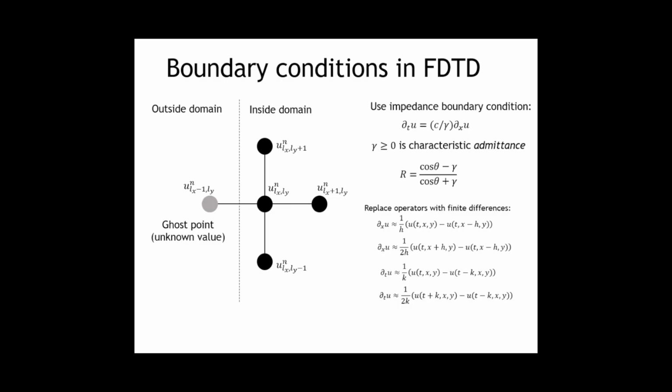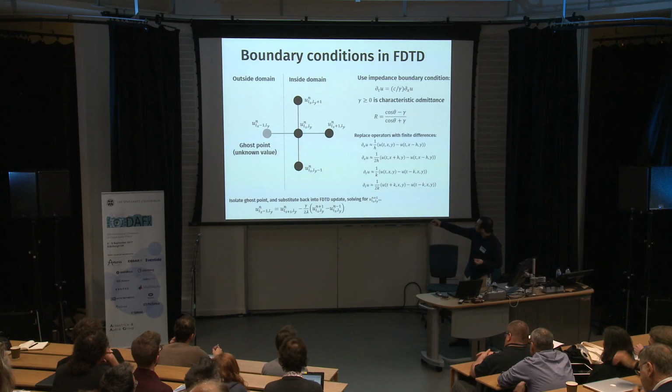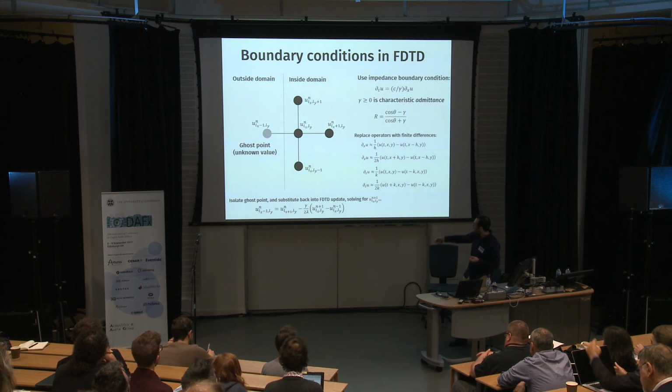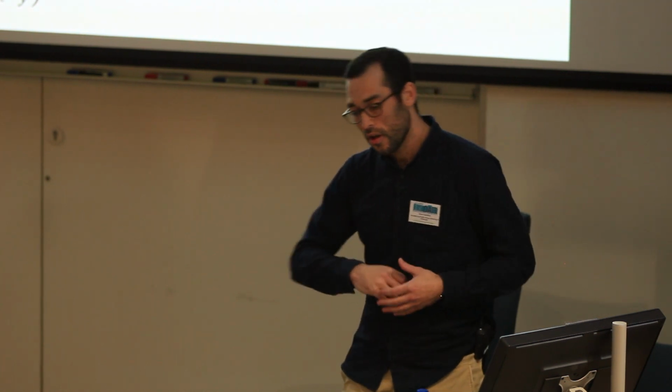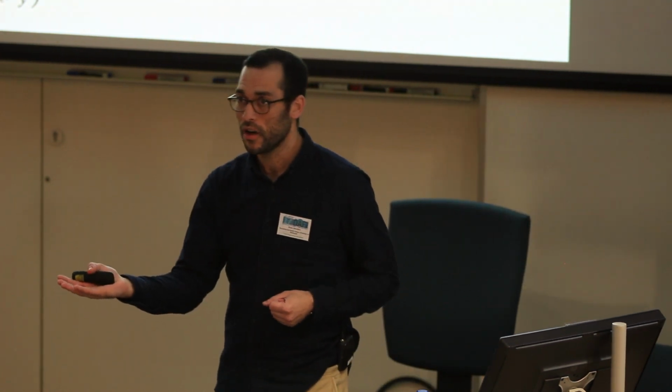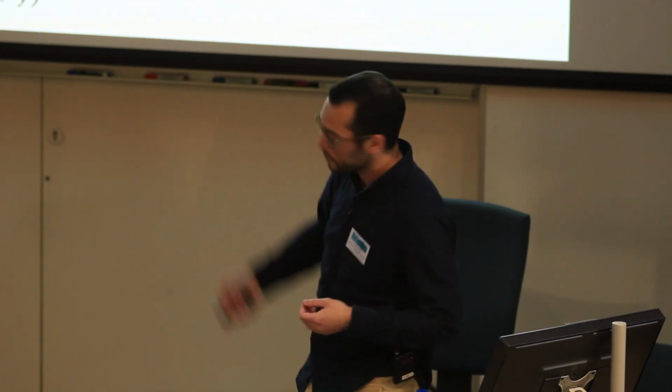So you have to choose the right combination, both for accuracy and also for stability. So essentially, you'll mix and match. So here I've chosen the non-centered one in space and the centered one in time. I've rearranged the equation to isolate the ghost point. You can sub that back into your finite difference update and get an explicit update for this point.